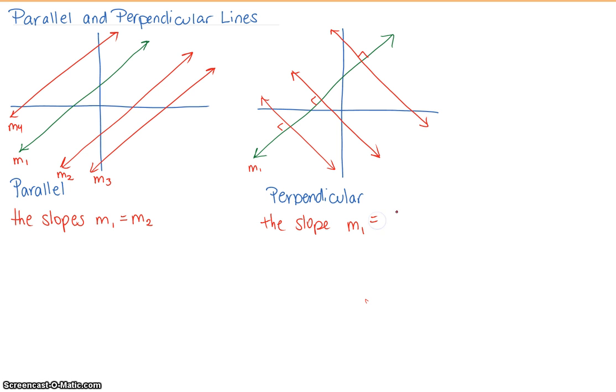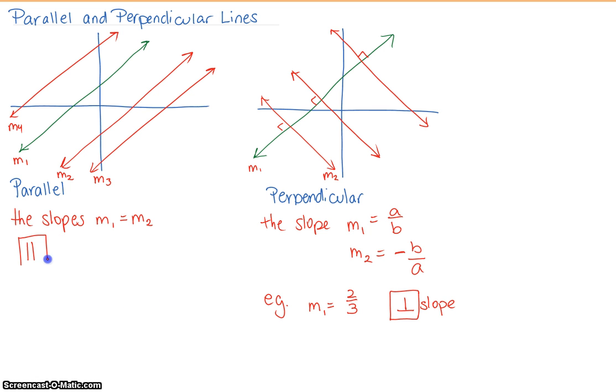So let's call this one A over B, rise over run. Your M2 slope, your perpendicular slope, is going to be the negative, so the opposite sign, and the reciprocal, meaning that you switch numerator and denominator. So for example, if my first line had a slope of, let's say, 2 over 3, then my perpendicular slope, and again this is a shorthand for perpendicular, just like parallel, right? So those are the two signs. The perpendicular slope of the second line would have to be negative 3 over 2.